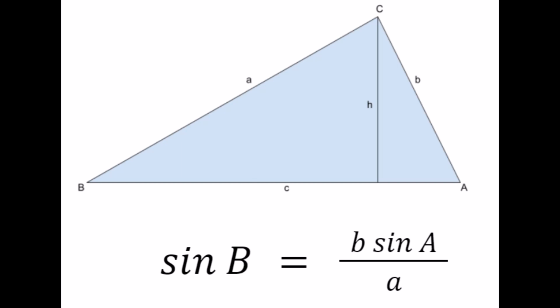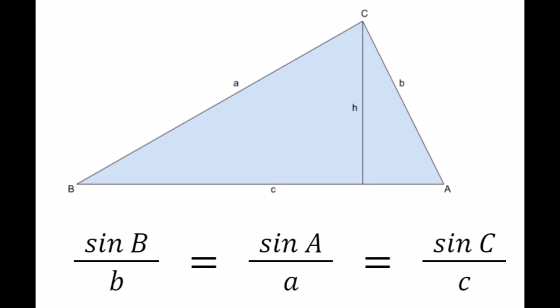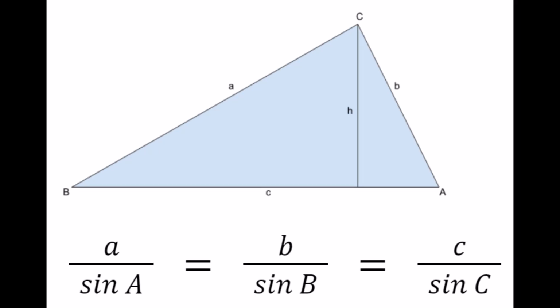We can substitute this into the other equation to get that sine of B equals B sine A over A. Now, dividing by B on both sides gets us that sine B over B equals sine A over A. Repeating this process for any other side gives us that this is also equal to sine C over C. The reciprocal of this is also true: A over sine A equals B over sine B equals C over sine C. This is called the law of sines.